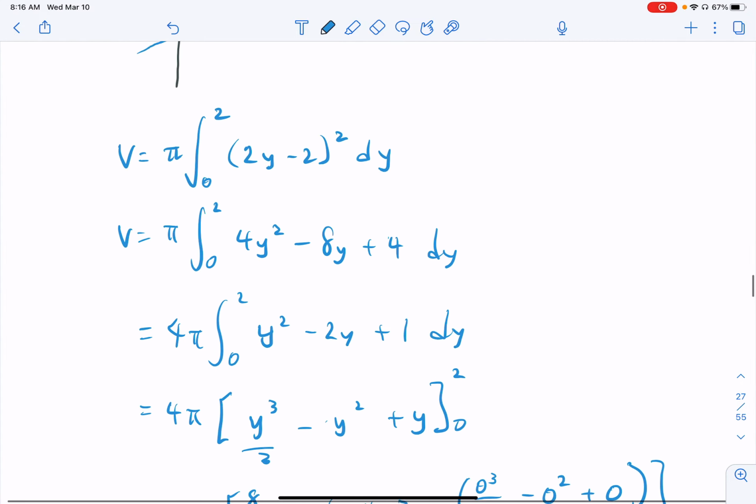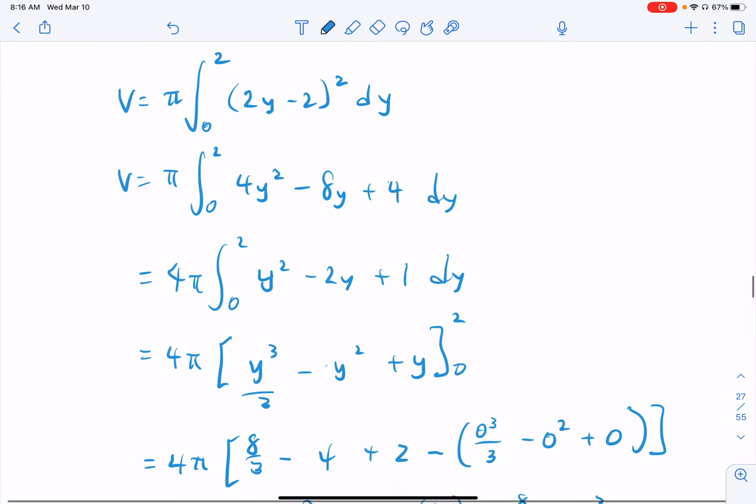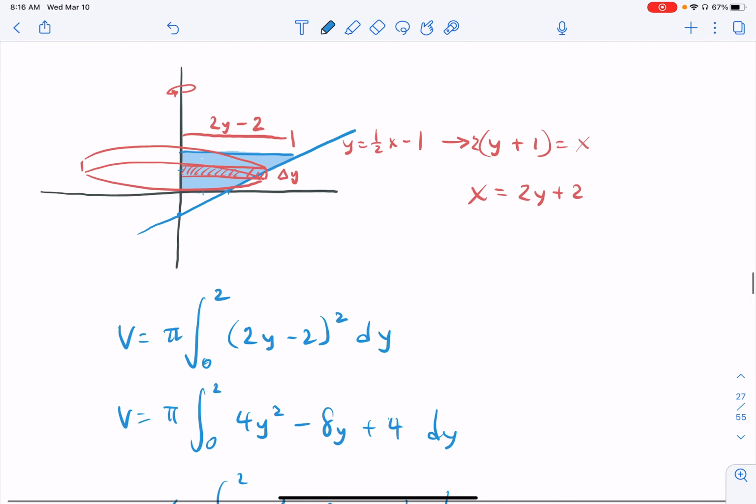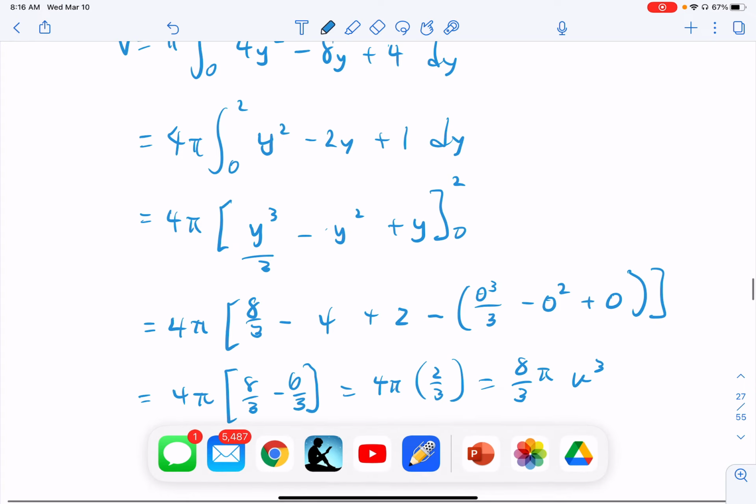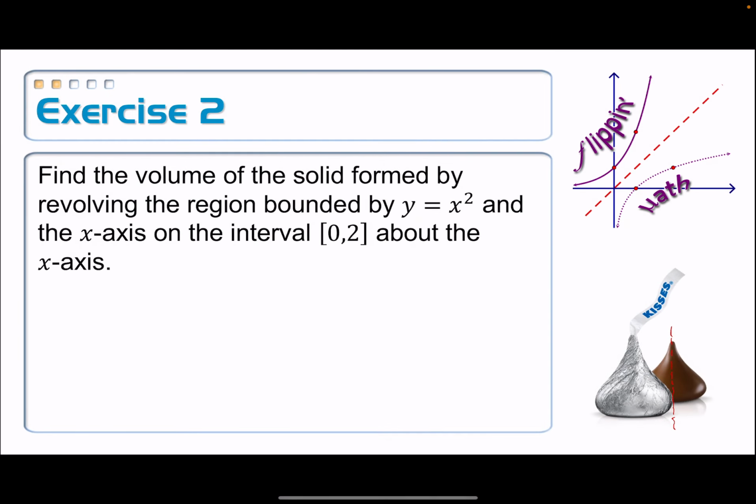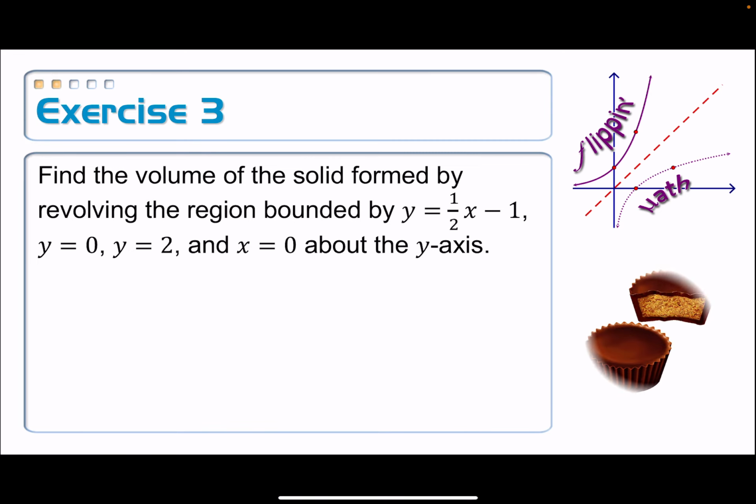There's your first opportunity of revolving something around the y-axis instead of the x-axis. Did you figure out what piece of candy this roughly looks like? Well, we can approximate it with a Reese's cup. Is that a stretch? It probably is a stretch, but you can definitely see that this is a solid of revolution.